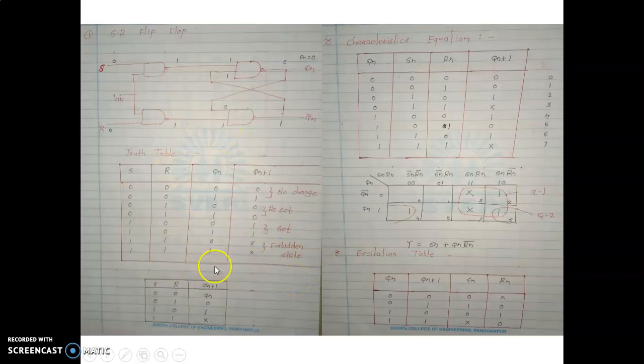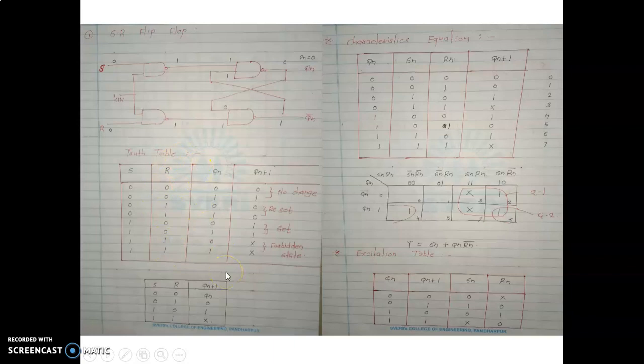So a similar truth table we can write in a simple way. In the truth table, the inputs of the flip-flop are S and R, that is 0 0, 0 1, 1 0, 1 1. If 0 0 is there, we write no change in the present state, we can write it as Qn. If 0 1 is there, we have a reset, so we write 0. If 1 0 is there, we have a set condition, so we write 1. And if 1 1 is there, we have a forbidden state, so we can write a cross. In this way, we can draw the truth table.